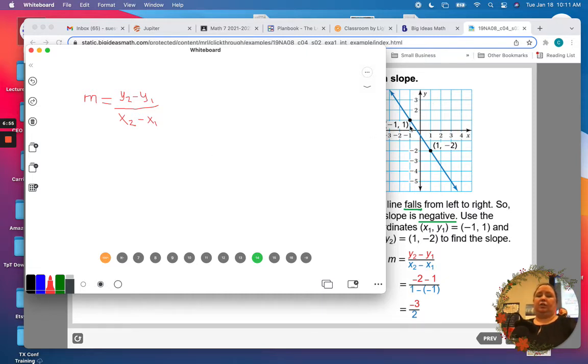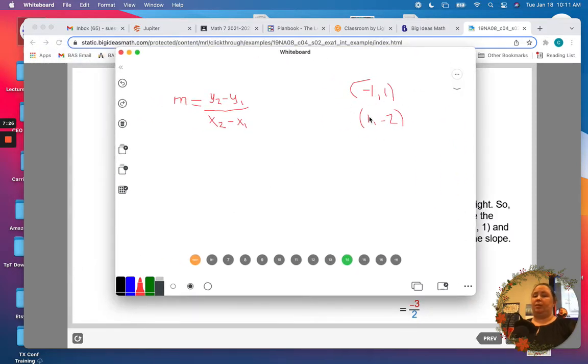So you're going to look at the 2 points you have. My first point is -1, 1. My next point is 1, -2. We're going to assign one of them the 2 value and one of them the 1 value. It doesn't matter which one. Let me write the 2 points up here. We have -1, 1 as 1 point, and 1, -2 is the other point. Comprende so far?